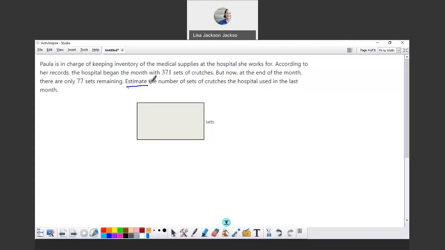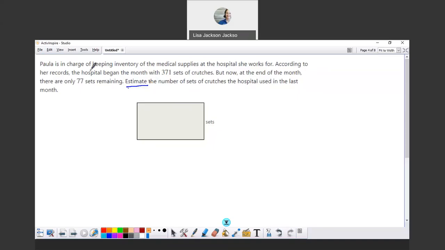So let's read. Paula is in charge of keeping inventory of the medical supplies at the hospital she works for. According to her records, the hospital began the month with 371 sets of crutches. But now, at the end of the month, there are only 77 sets remaining. The number of sets of crutches the hospital used in the last month. So we're going to estimate the number they used.